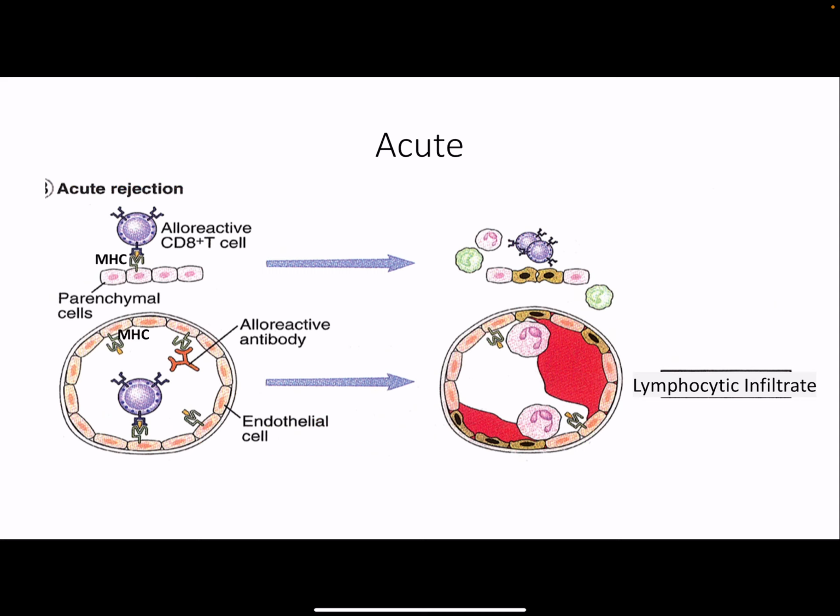Acute would be the next one. This is going to be weeks to months, and this is against the MHC. So we have CD8, and we said it's humoral and it's cell-mediated. So I have a CD8 cell and I have antibody-producing cells, and they're both recognizing these foreign MHC molecules. Whether it's in the endothelial cells or in the parenchymal tissue, it's not important. It's just recognizing the MHC, and it's both humoral and cell-mediated. And our big thing is lymphocytic infiltrates.